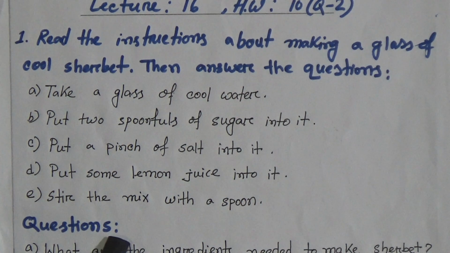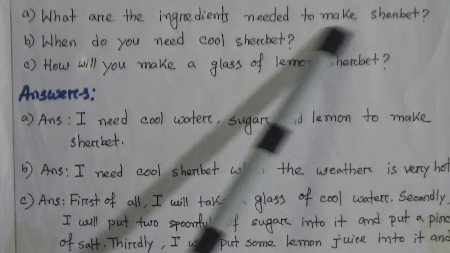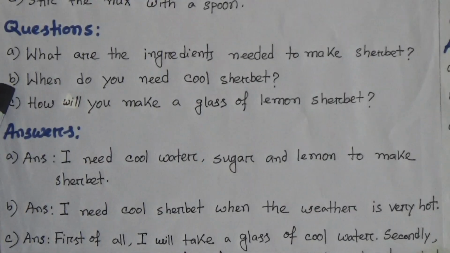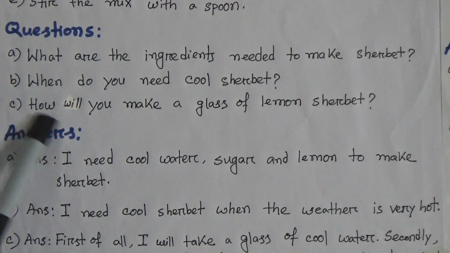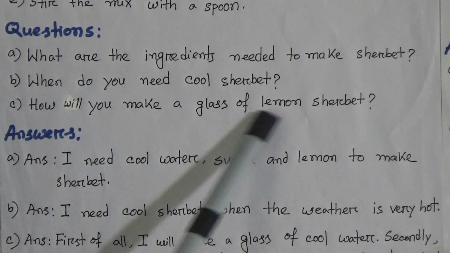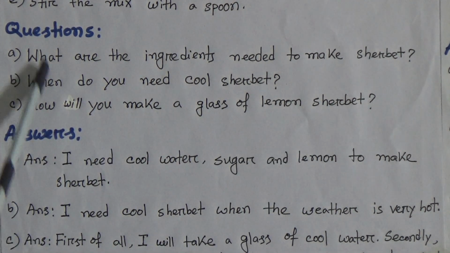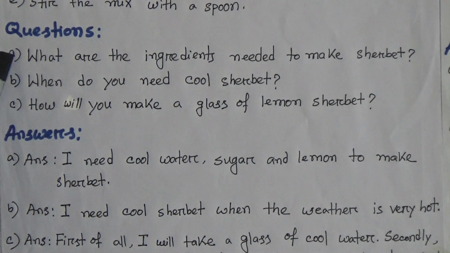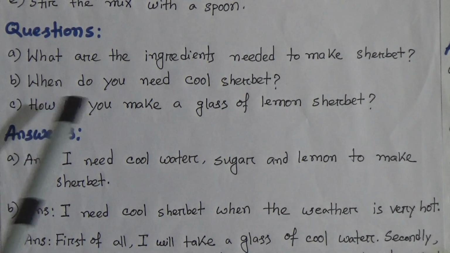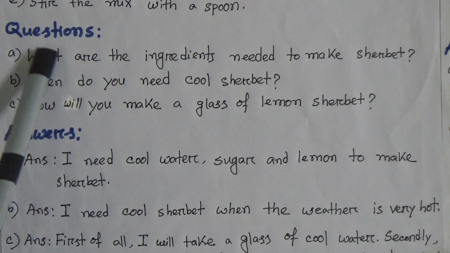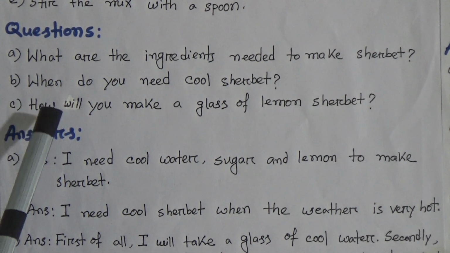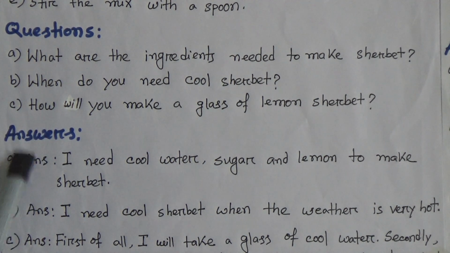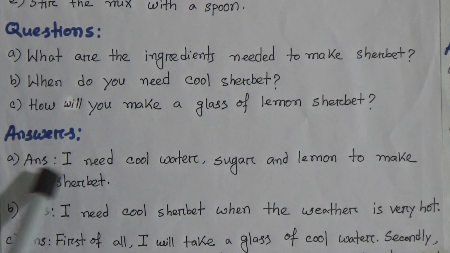Now the questions. Question number A, what are the ingredients needed to make sharbat? Question number B, when do you need cool sharbat? And number C, how will you make a glass of lemon sharbat? So these are the questions. You have to answer one by one. First 2 will be very short. You will answer A and B within 1 sentence or 2 sentences, and C will be bigger.